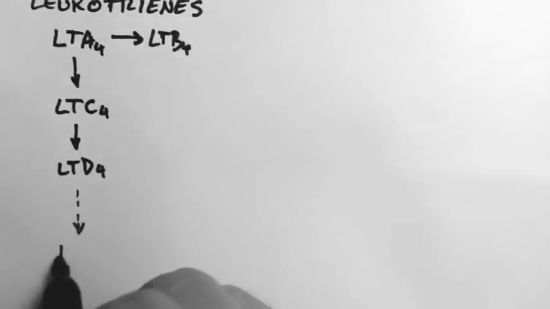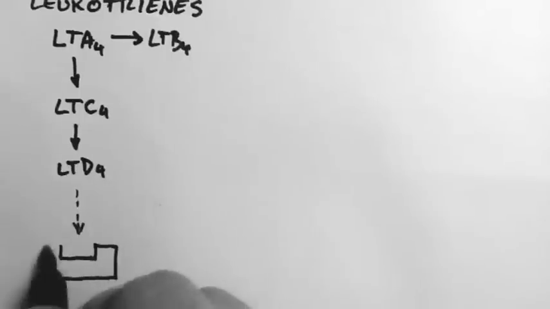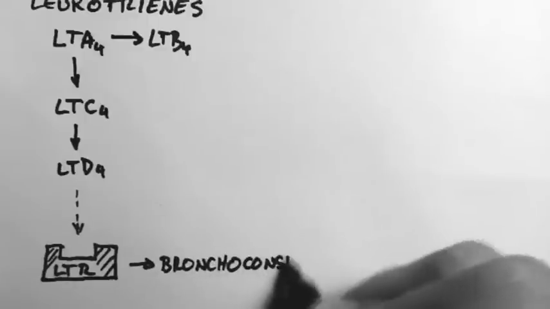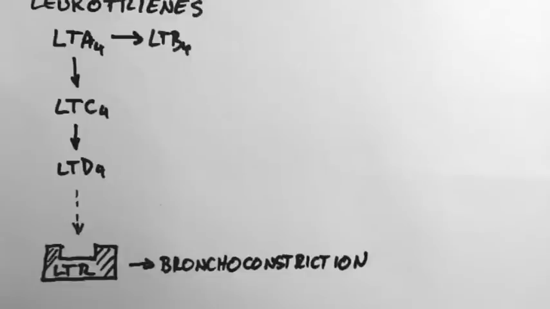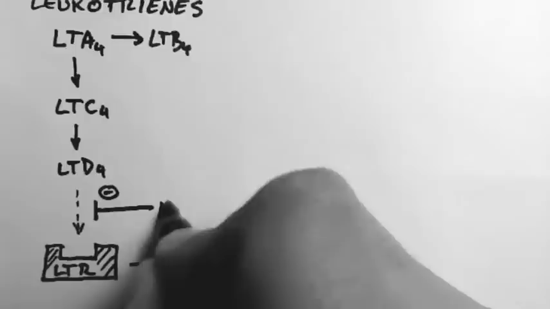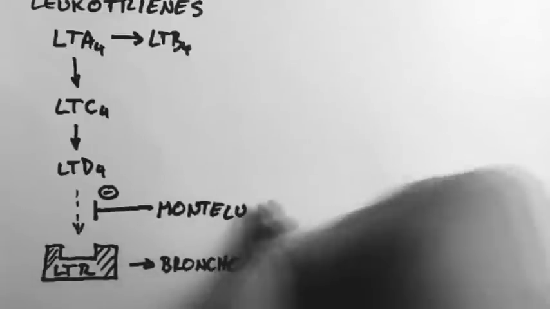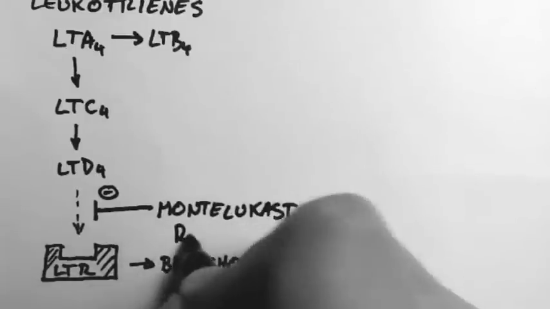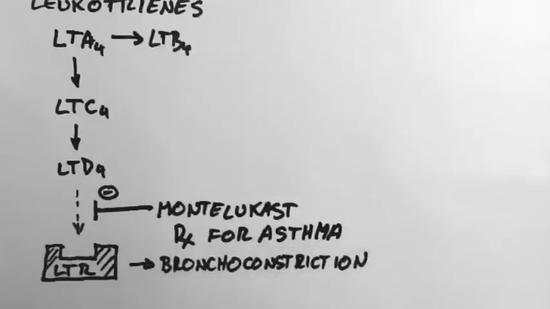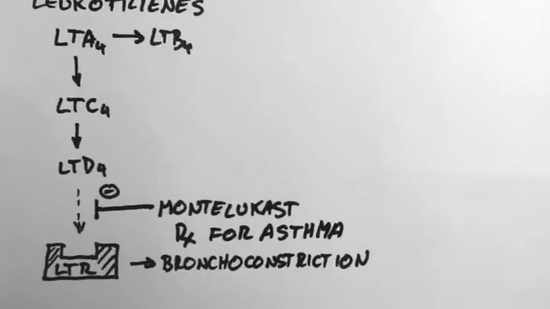Now, leukotrienes can act at leukotriene receptors. And physiologically, this leads to bronchoconstriction in the lungs. So a pharmacological intervention can be used. And the classic drug is one called montelukast, which is a leukotriene receptor antagonist, and it's a treatment for asthma.